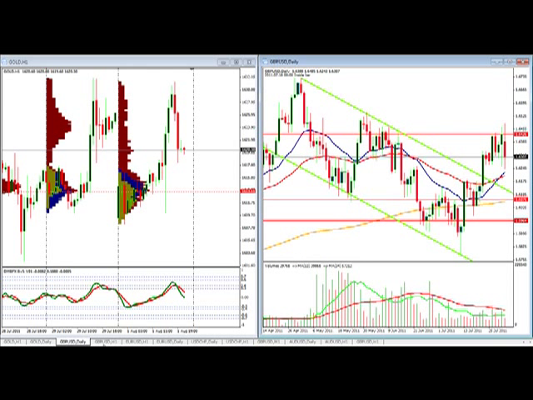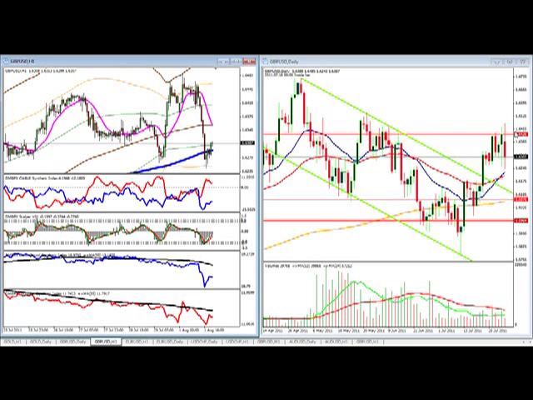Speaking of which, what do we see on the pound dollar? Well, on the daily, we can see that our resistance of about 1.6425-ish, 1.6430-ish is holding up. And with the potential of the dollar strengthening off of this, which is interesting because we're borrowing more money, the potential of the dollar strengthening has moved our pound dollar pair down.